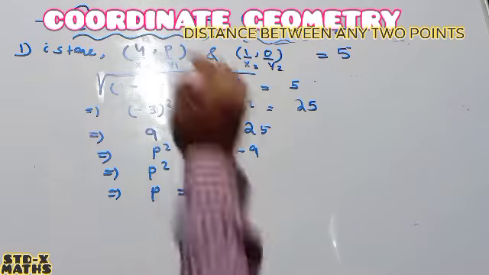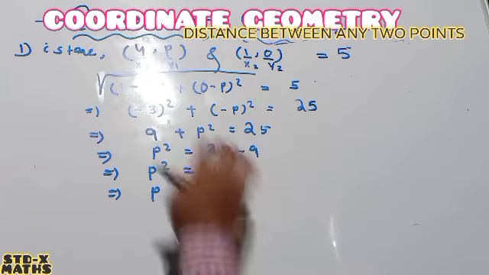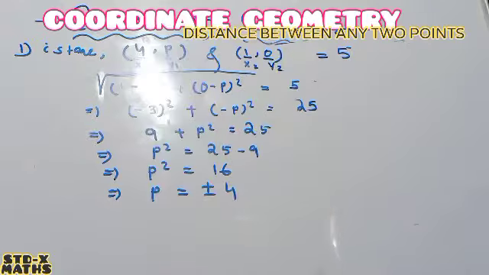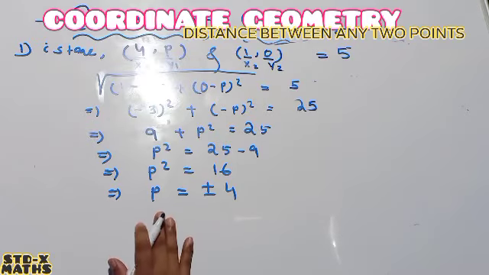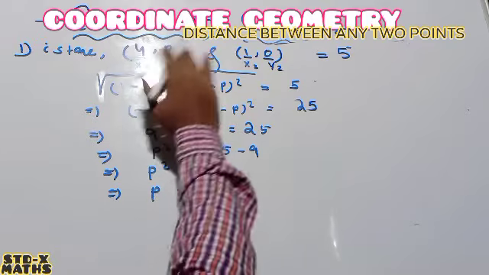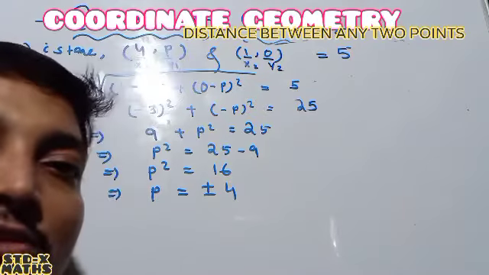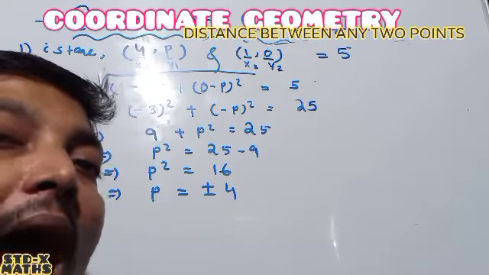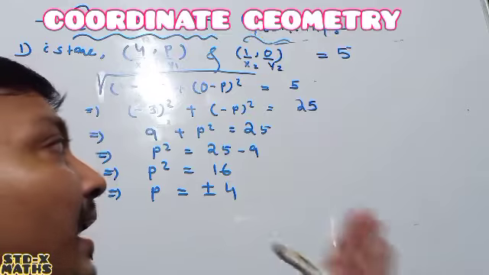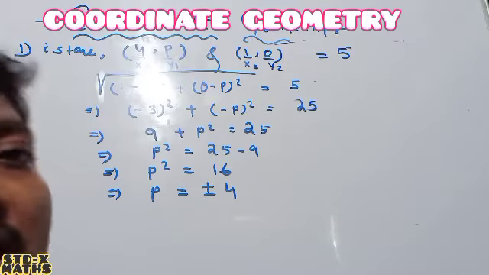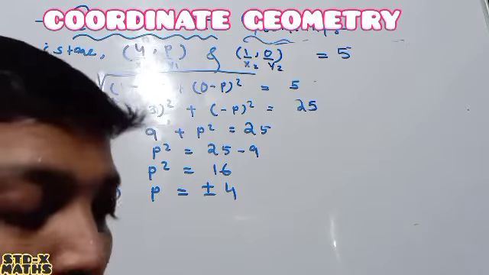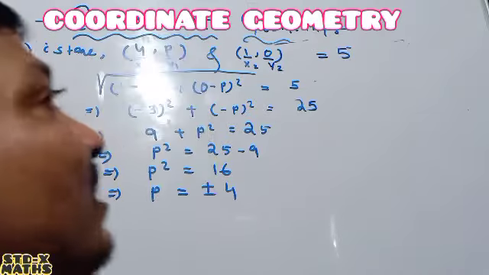It means if the p value is plus 4, the distance between them is 5. If p is minus 4, the distance between them is also 5. Understood the question? That is how to apply the distance formula to solve this type of question. Everyone understood perfectly? Now we will go towards our section formula.